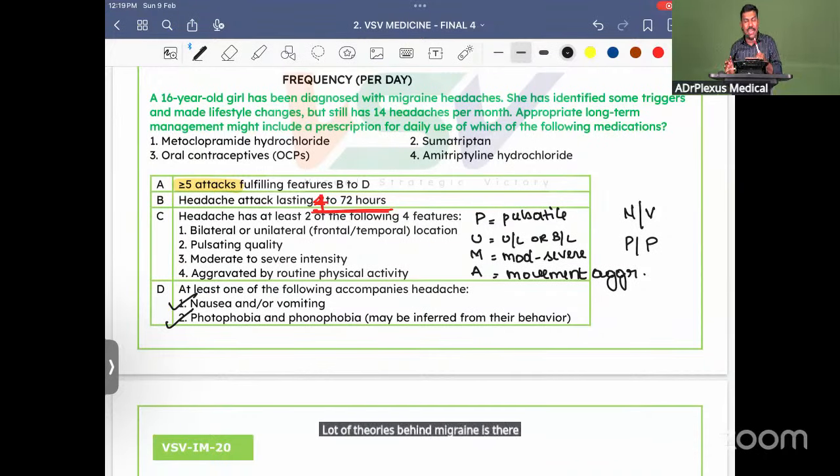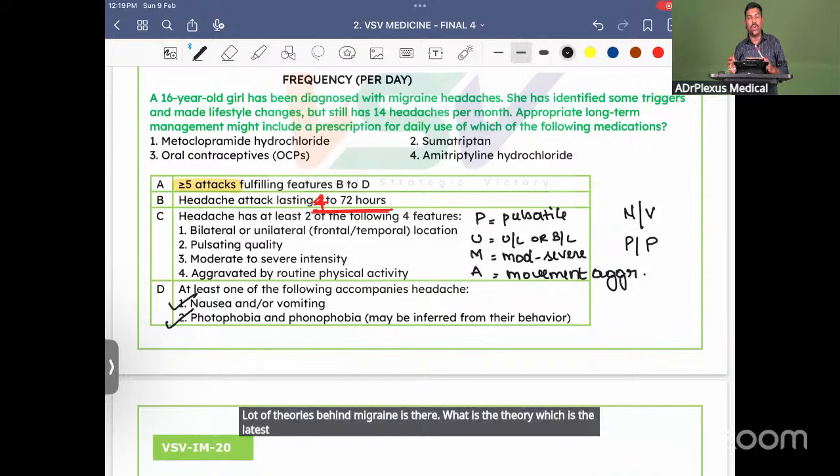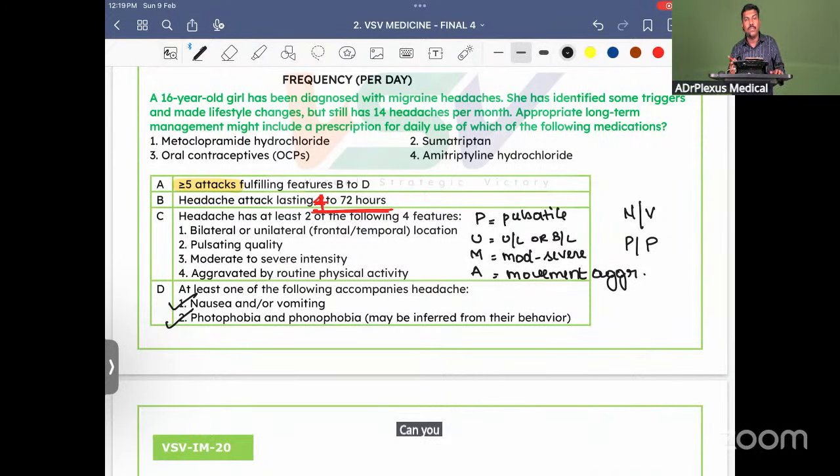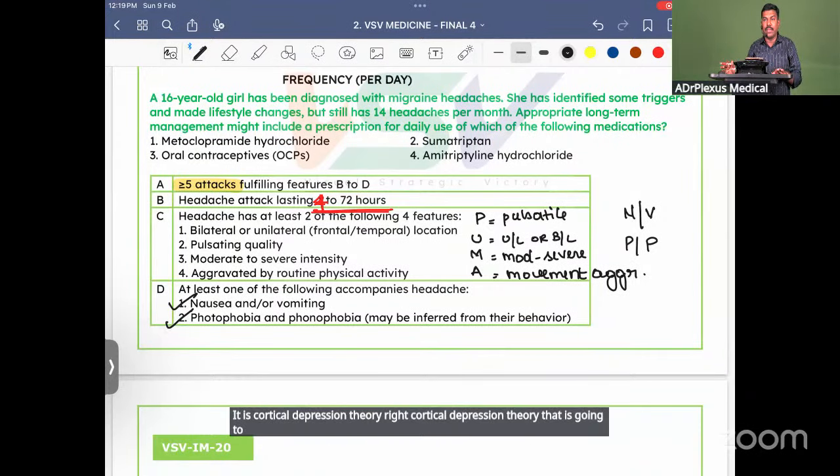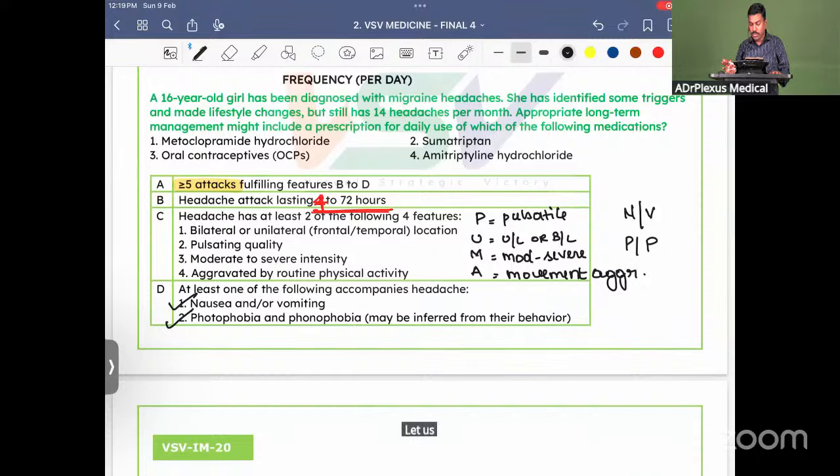What is the latest accepted theory I have told you? Can you recollect? It is the cortical depression theory, right? That is going to be the latest accepted theory. Okay. So now there is a criteria called the MIDAS criteria.